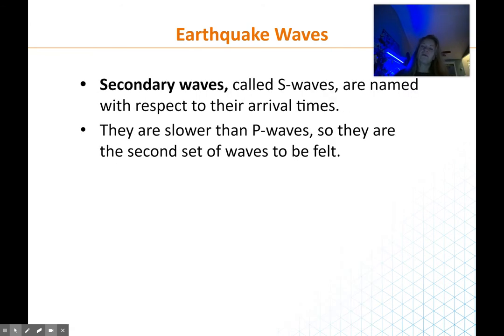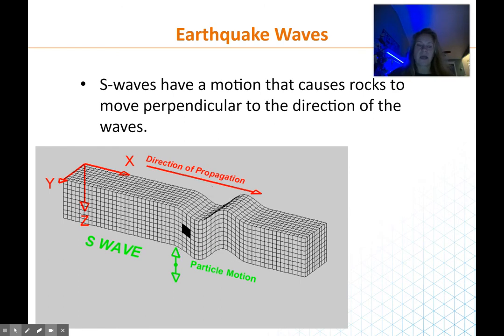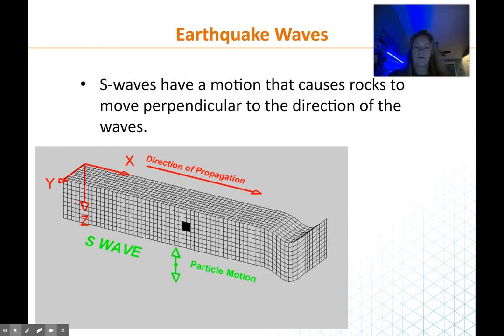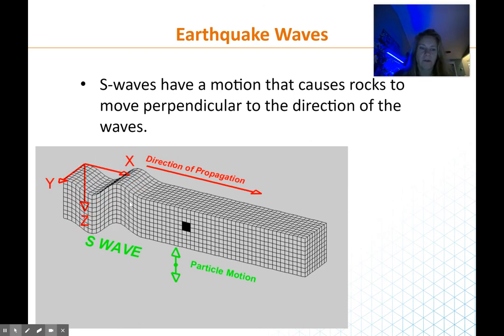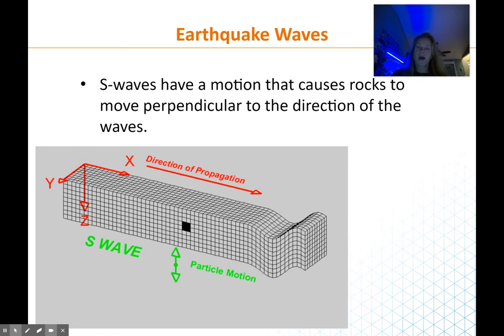And then secondary waves are called S waves. And so S just stands for secondary. And they move slower. So they get there second. So here is that S pattern. So they're moving perpendicular to the direction of the wave. So you can see the particles are moving up and down perpendicular to the wave direction. So S waves are taking longer to get there.